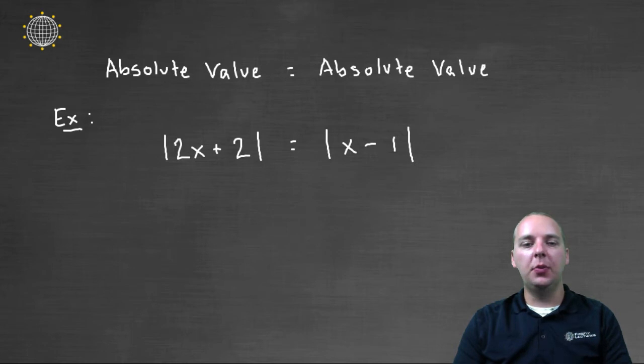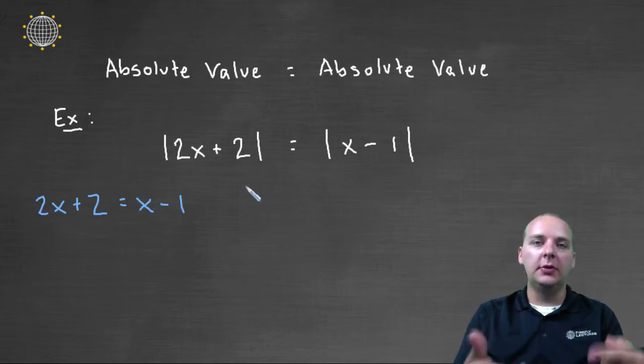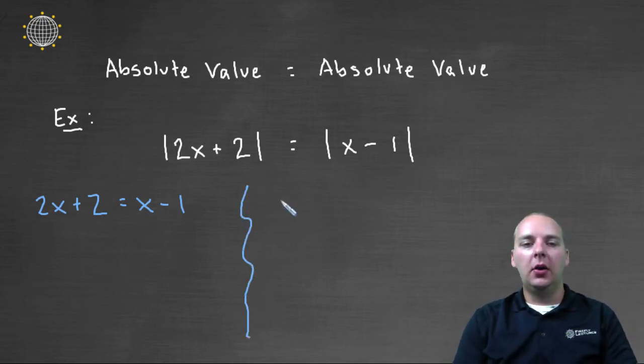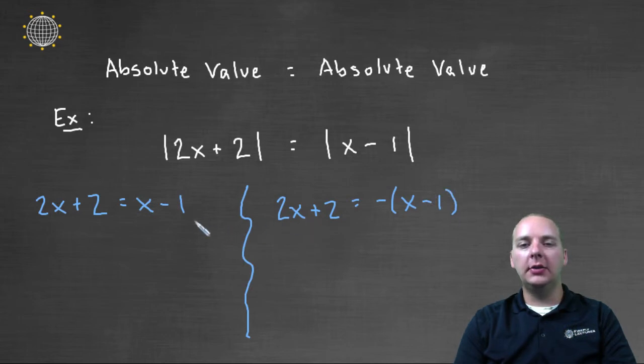Okay, so for this example, we're going to do 2 things. I'll do them in different colors. On the one hand, you could have 2x plus 2 equal to x minus 1. If those match, then the absolute values of those things would be equal. Or you could have 2x plus 2 equal to negative quantity x minus 1.